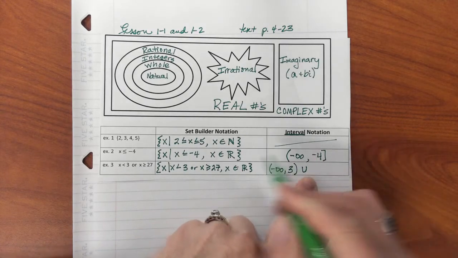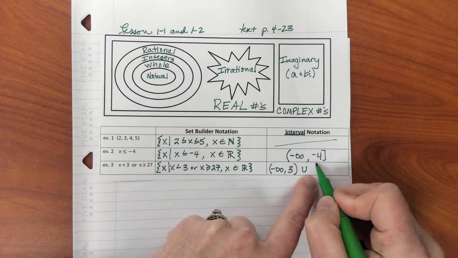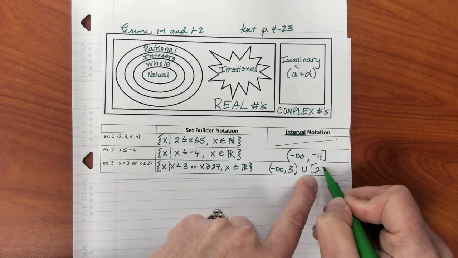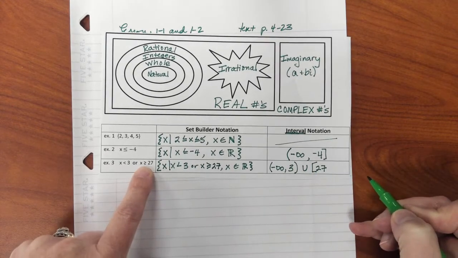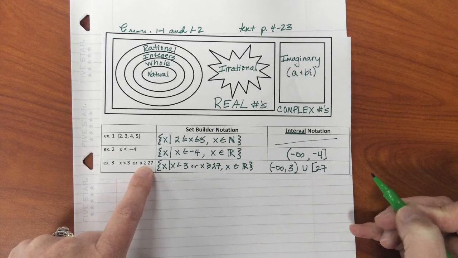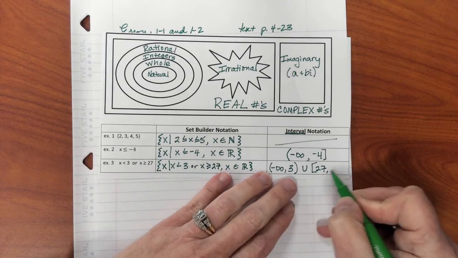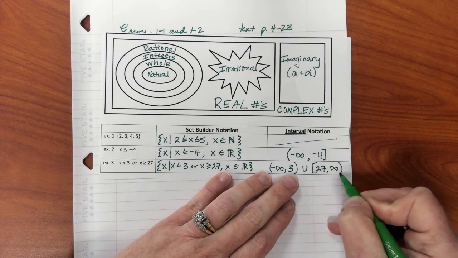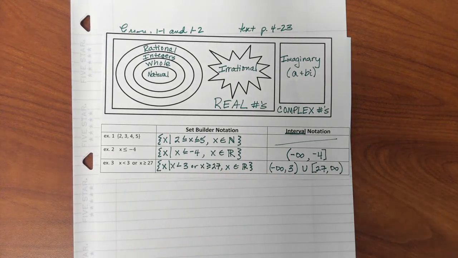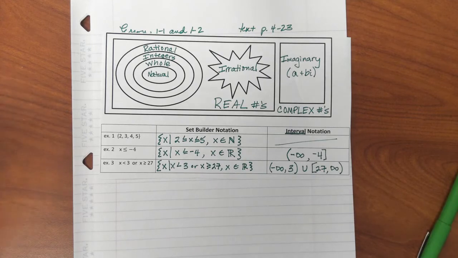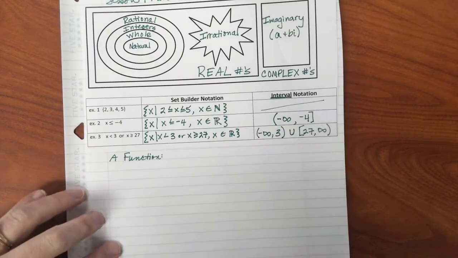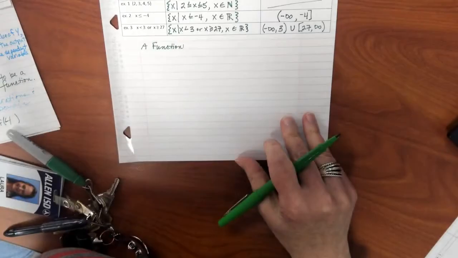Also, it includes the 27. So we have 27, and x is greater than or equal to 27, so it goes to infinity. And that's how I would denote that notation. Okay, I'm going to tape this down, and then we are going to talk about functions. All right, I'll move this up a little bit.